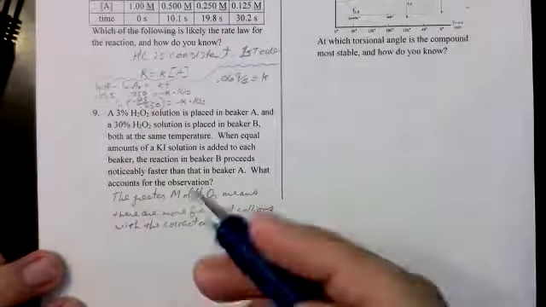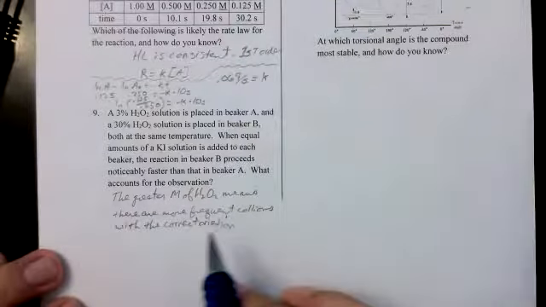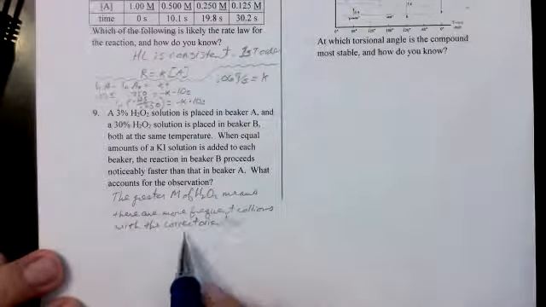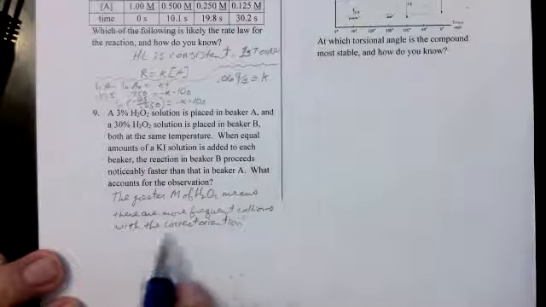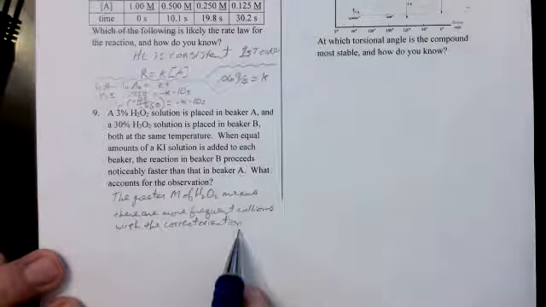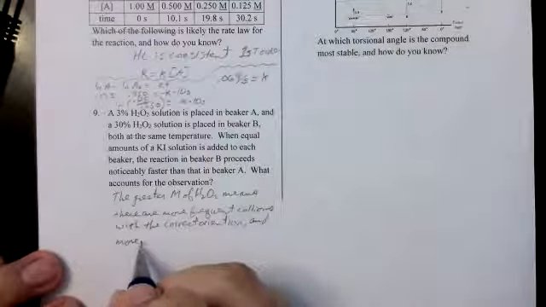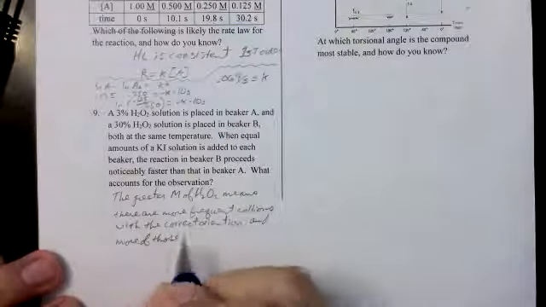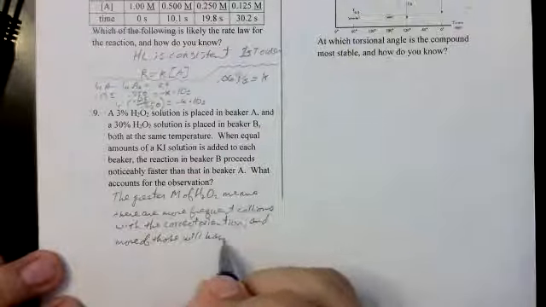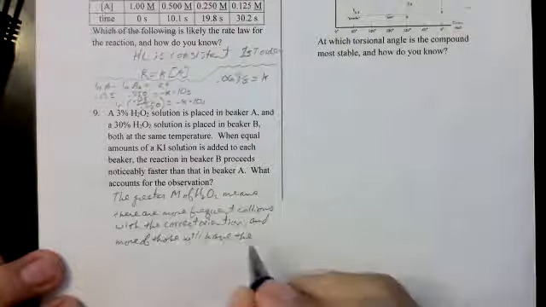kind of thing. If you have more of them hitting more often, then more of them will be more often collisions, more frequent collisions. More of them will have the correct orientation when they bump into each other. And more of those frequent collisions will have the needed threshold energy.